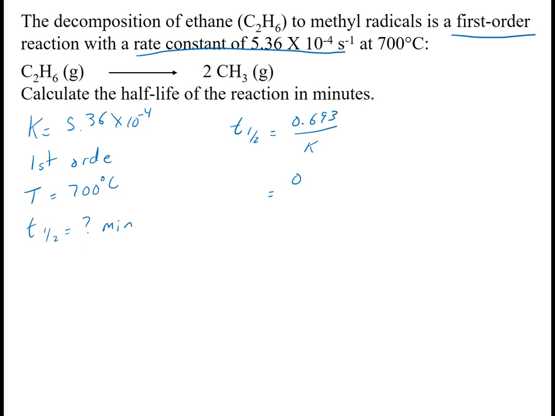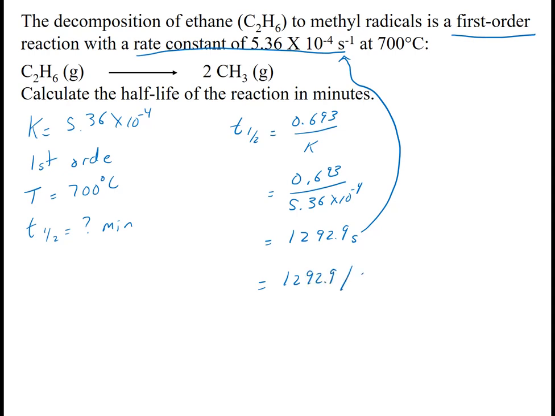So I simply substitute in 0.693 divided by the 5.36 times 10 to the minus 4th. When I do that, I get 1,292.9. That's going to be in seconds because of this unit here. It wants it in minutes, so what I need to do is take the 1,292.9 divided by 60 seconds per minute, and I get 21.5 minutes. Okay, and so that's basically what you need to do for the first order.